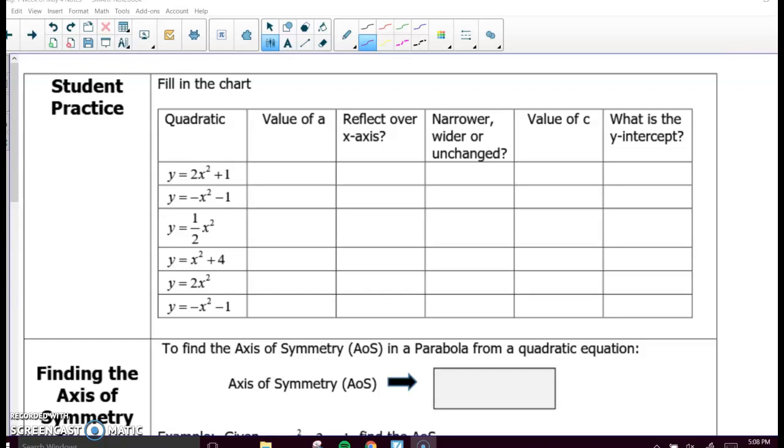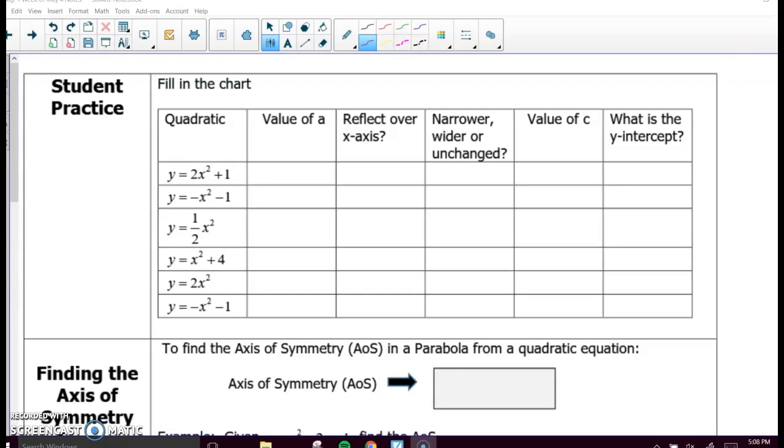So they've given us 6 quadratic equations. From that, we want to determine the value of a, whether it reflects over the x-axis, if it's narrower, wider, or unchanged, the value of c, and what is the y-intercept. Let's do the first one together.